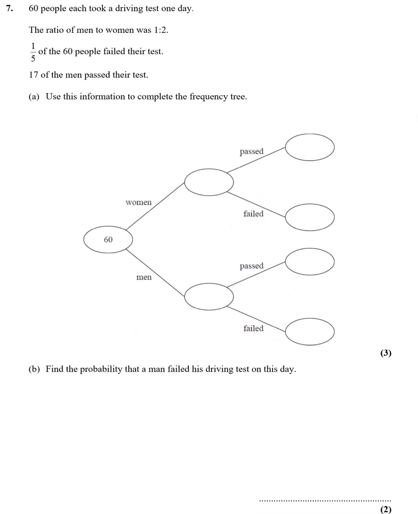Right, a frequency tree diagram. We've got 60 people in total. The ratio of men to women is 1 to 2. So every time there's one man, there's 2 women, and we've got 60 people in total. So a third of them are male and 2/3 are female. So if we divide this by 3, we get 20. So there's 20 men, 40 female.